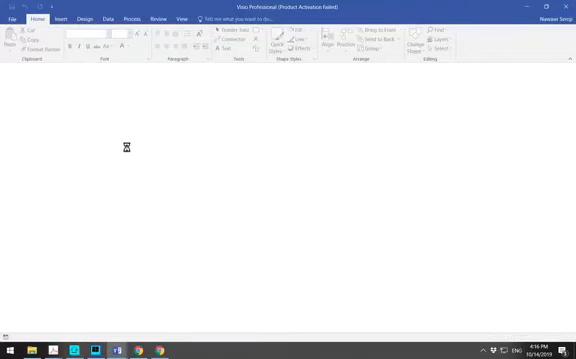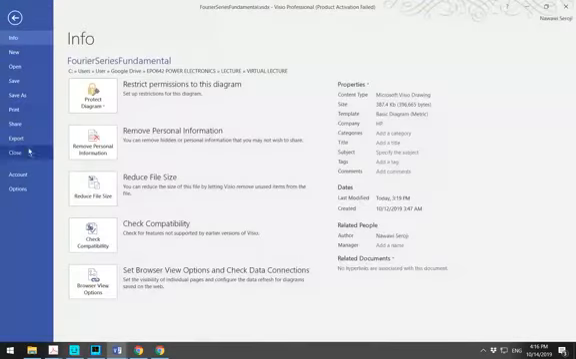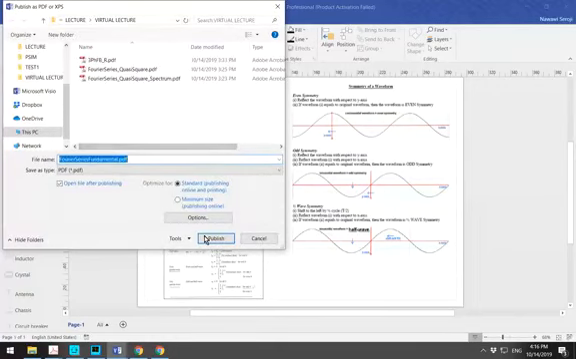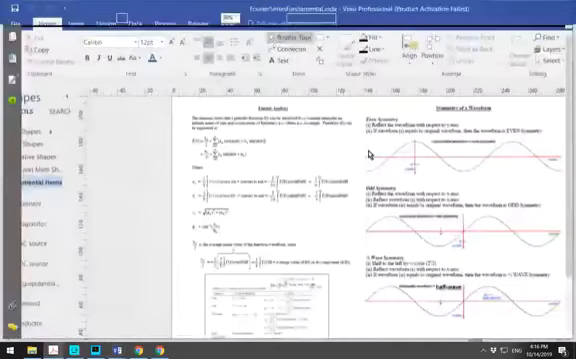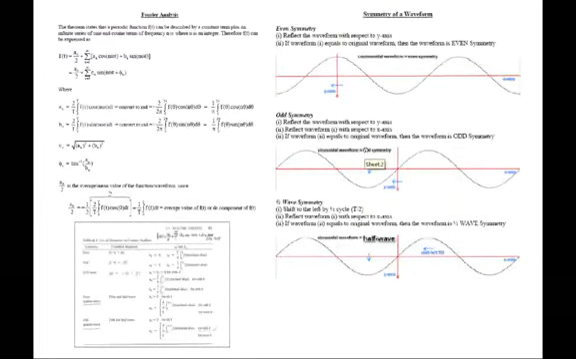Okay, so just a recap, the revision on what is a Fourier series. Some revision on the Fourier analysis. So we have this, the Fourier series equation.